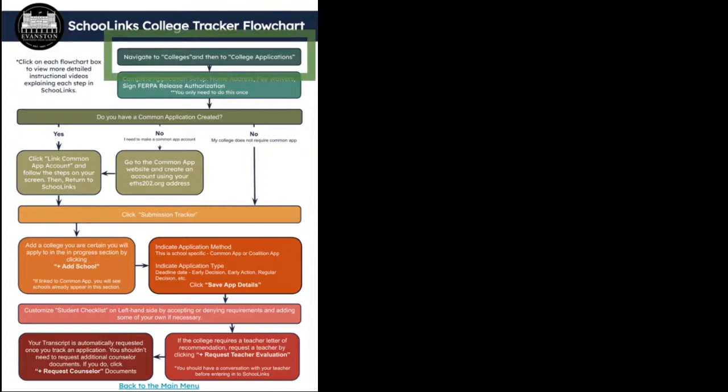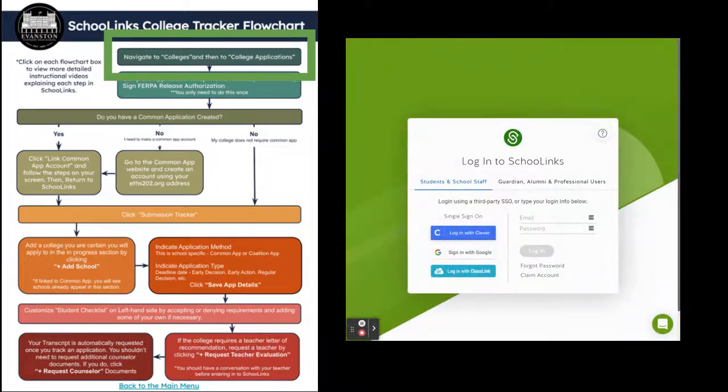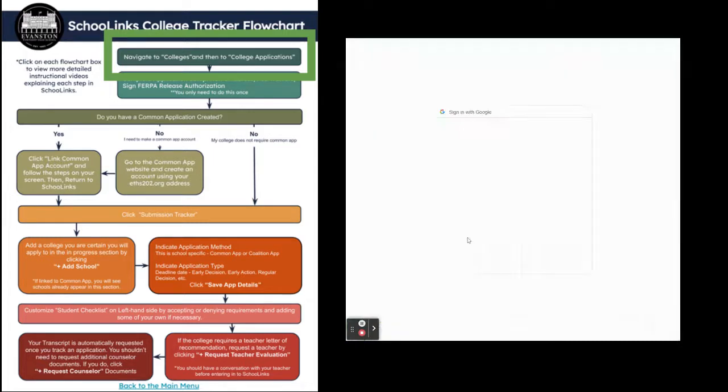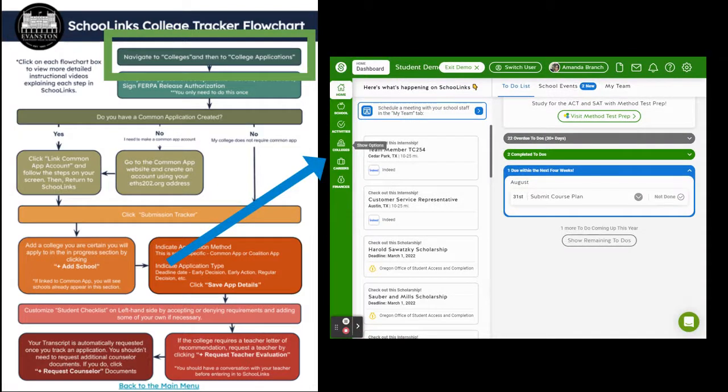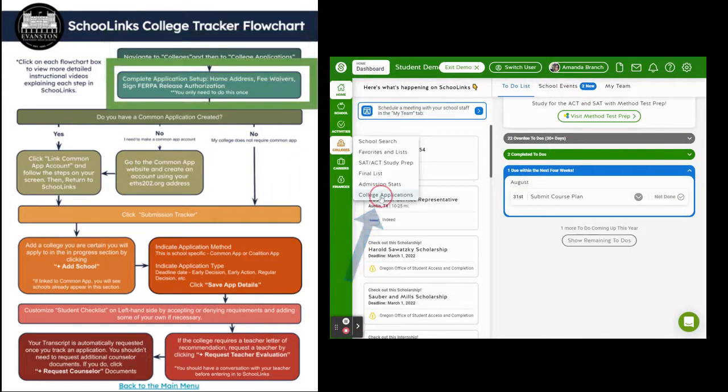The very first item on the flowchart prompts you to navigate to the college application page in SchooLinks. If you click on this, it will take you back to the student login page for SchooLinks. Once you're in, you can begin to follow along with these steps. Go to Colleges on the left side panel and click College Applications.